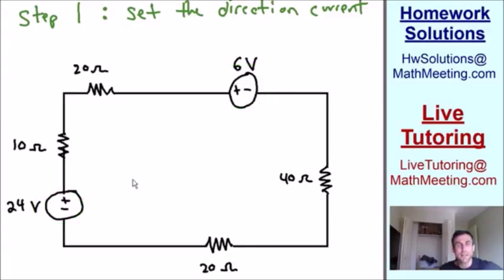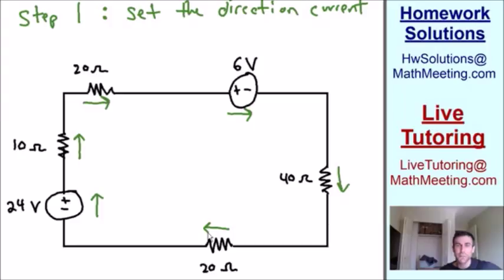So let's say that the current is going to go in a clockwise direction, which means it's going to go up through this battery, it's going to go up through this resistor, it's going to go right through this resistor, right through this battery, it's going to go down through this resistor, and it's going to go left through this resistor. All right, and once again, this circuit is in series.